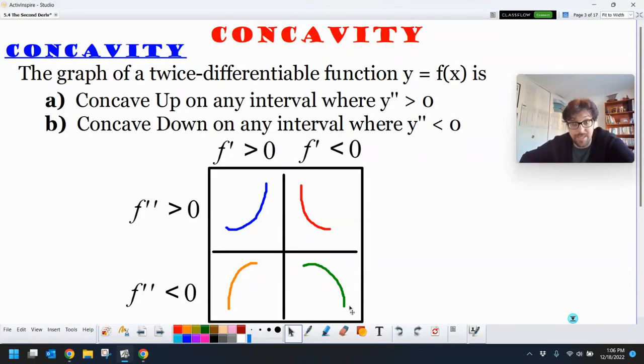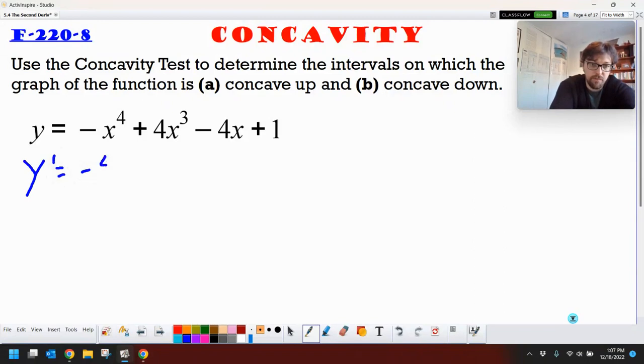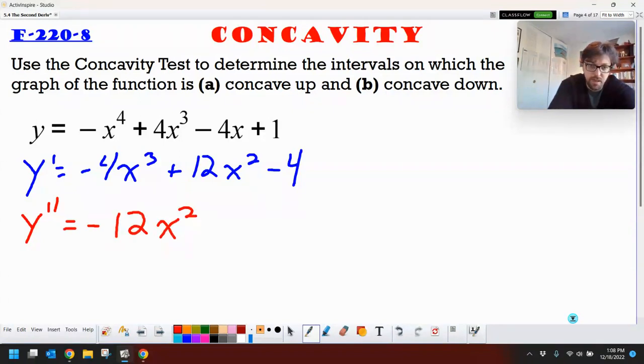They are separate ideas. I don't know what Finney's on about with this concavity test. Really, they're just asking us to figure out where it's concave up and concave down. So we need to take a look at our second derivative to determine that. So we go y prime equals negative 4x cubed plus 12x squared minus 4. That is our first derivative, but in order to determine concavity, we need to look at our second derivative. So that's going to be negative 12x squared plus 24x.